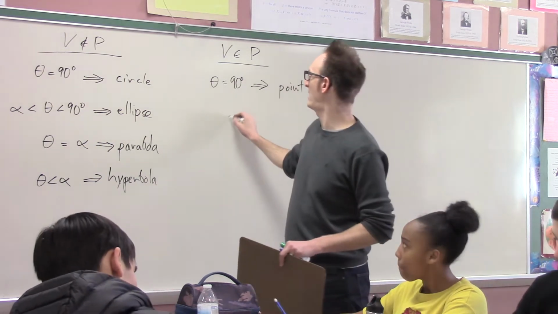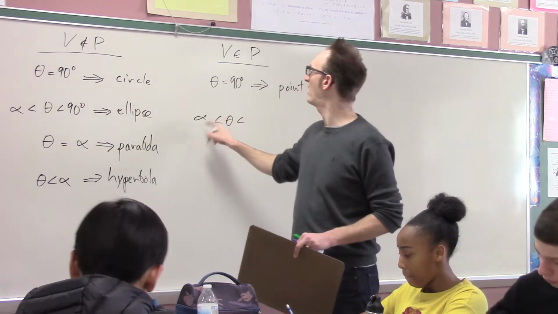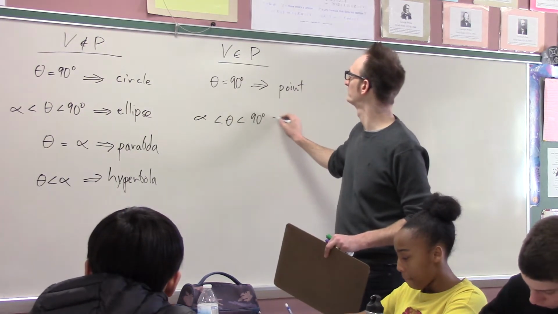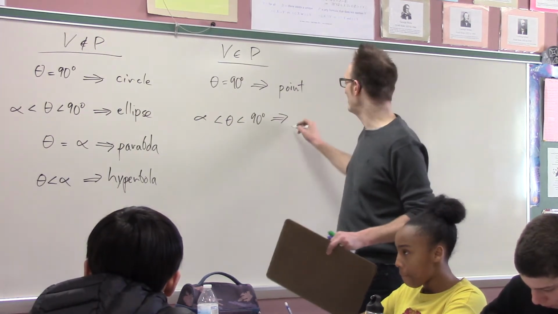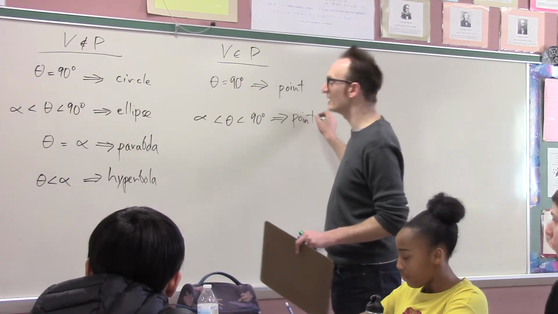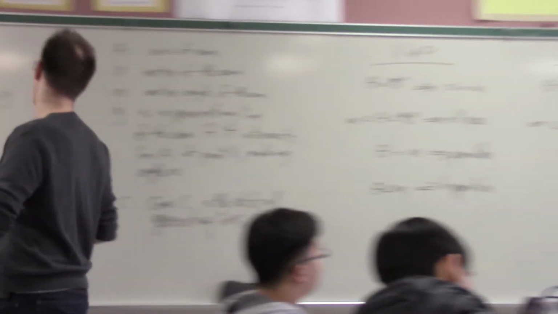What if theta is between alpha and 90? I think we should move when I go around. I'm about to do something cool. Yeah, you also get a point, right? A point is like a degenerate ellipse.